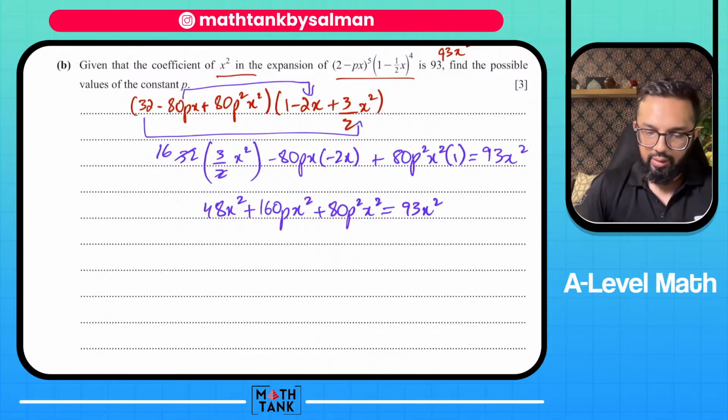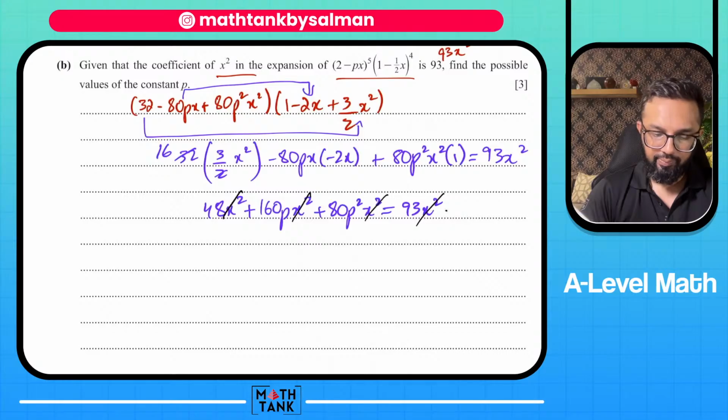Okay, so I can cancel out x squared from all of these terms. 48 plus 160p plus 80p square equals to 93.